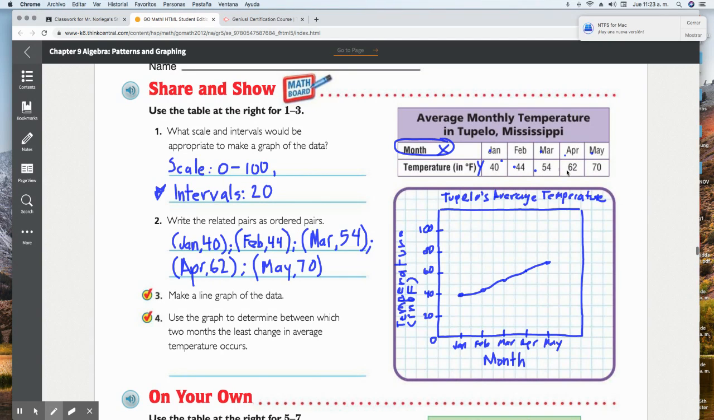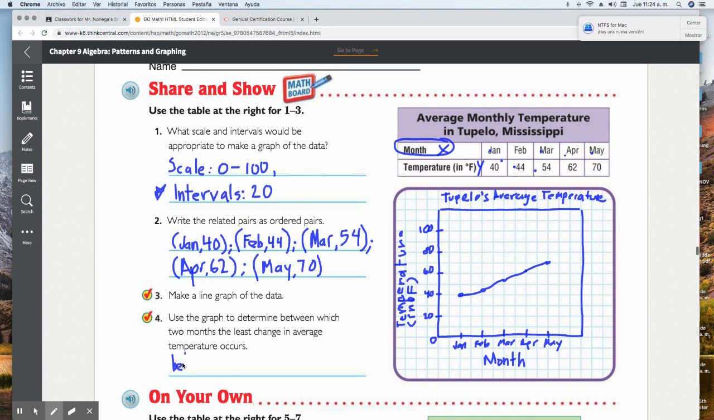Is it 8 degrees? I think it doesn't work. Between April and May, there's a difference of 8 again. So which one is the smallest difference? Between which months is the smallest difference? The smallest difference happens between January and February. And if you look at this line, this line is not going as high as the other lines. So that would be the answer for number 4.